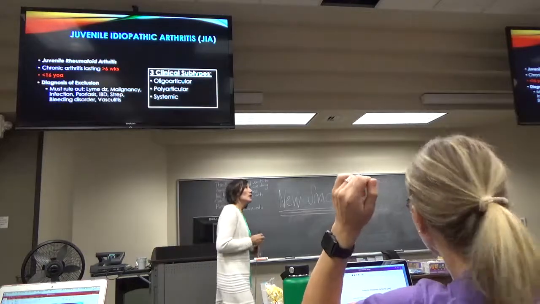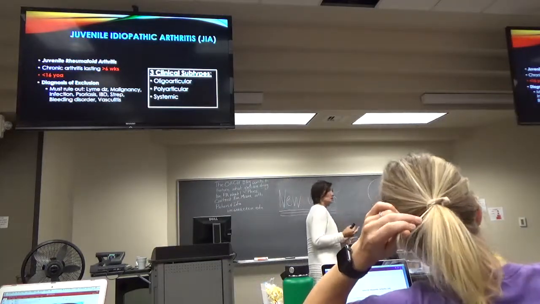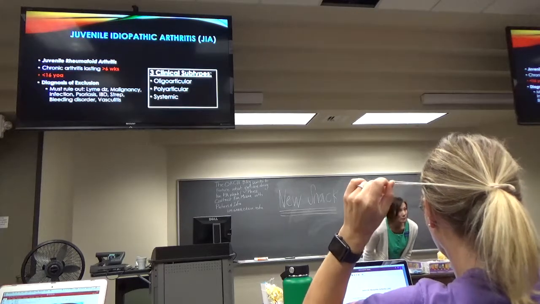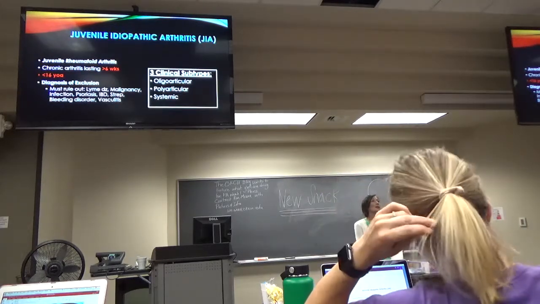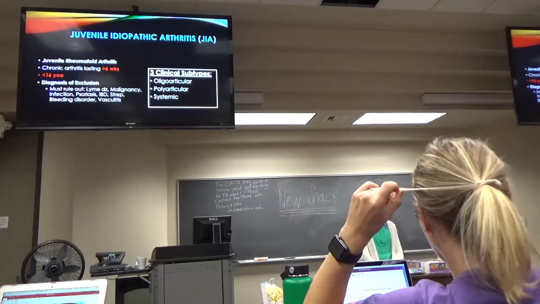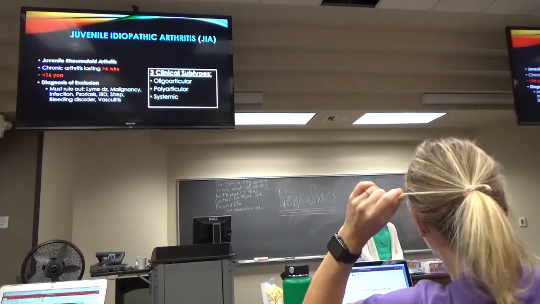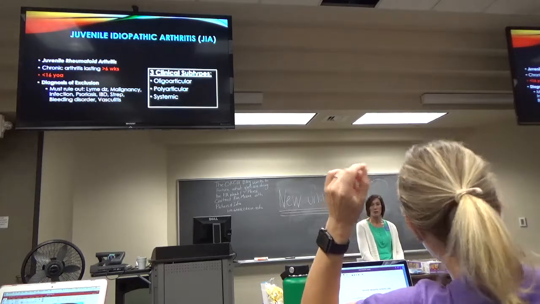So this, again, used to be called juvenile rheumatoid arthritis. We call it juvenile idiopathic arthritis now. New name. If they've had joint pain lasting for greater than 6 weeks and they're less than 16 years old, it's JIA. You've got to figure out what kind they have.